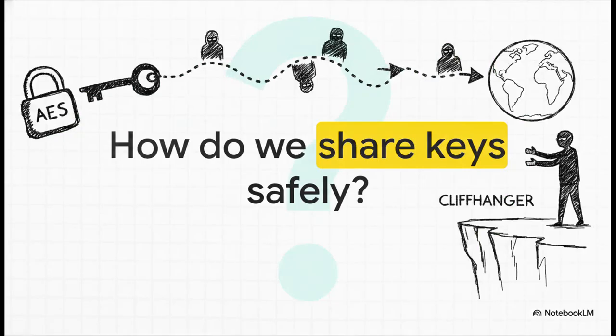Now this brings us to a massive, seemingly impossible dilemma. Let's say you and I want to use that amazing AES padlock to send a secret message. Well, AES requires a shared key, meaning we both need the exact same physical key to lock and unlock that padlock. But if we're on opposite sides of the world, how on earth do I get that key to you safely across the internet without someone else intercepting it? If a hacker steals the key while I'm trying to send it to you, the padlock is basically useless. This right here is the ultimate cliffhanger of modern security.